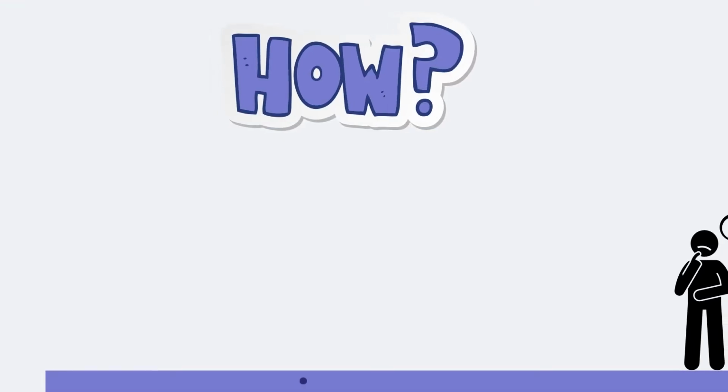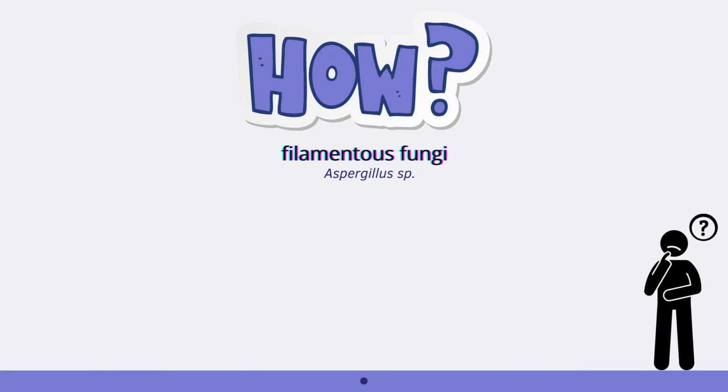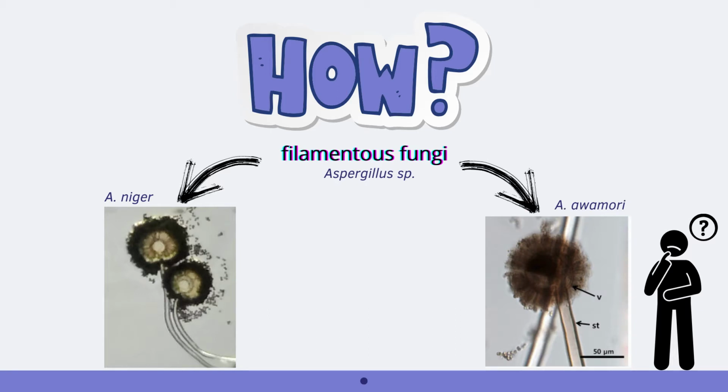This enzyme can be produced by microorganisms, one of which is fungi. Fungal xylanase is essentially xylanase that is produced by fungi. The most commonly used fungi are filamentous fungi such as the Aspergillus genus. Some of the examples are Aspergillus niger and Aspergillus awamori.